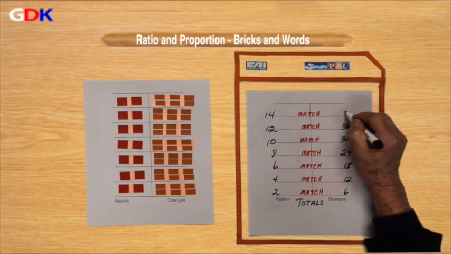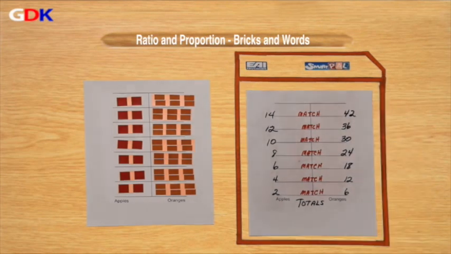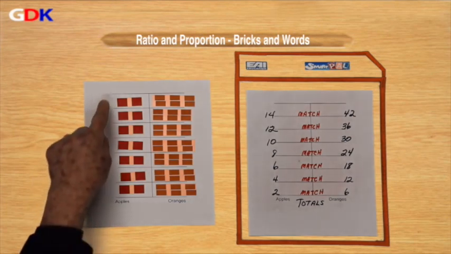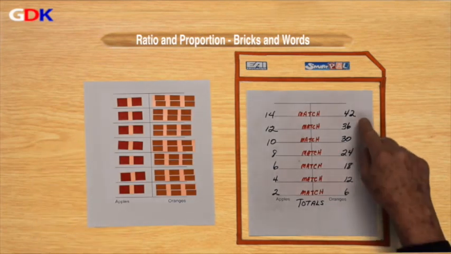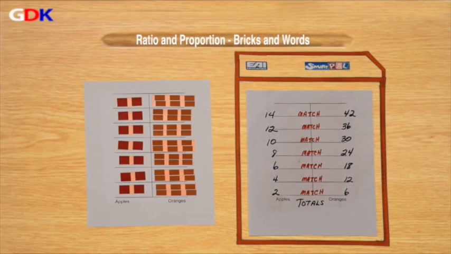I have 42 oranges. So, if I want 14 apples, and I'm giving out the apples and oranges, a set of 2 apples for a set of 6 oranges. If I have 14 apples, I need 42 oranges to match up with my 14 apples. And again, the reason for doing that is that I'm handing out the apples and oranges at a rate of 2 apples for every 6 oranges.